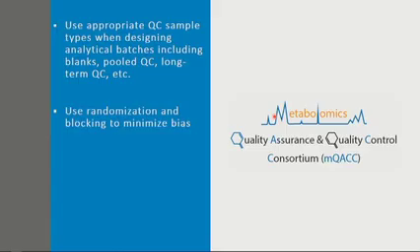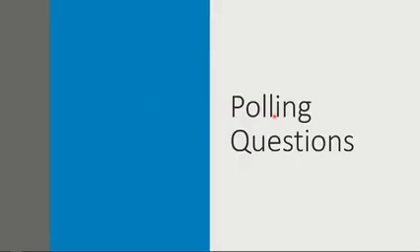So just to sum up some of the high points here, again, use appropriate QC sample types when you're designing your analytical batches, including blanks, pooled QCs, long-term QCs, etc. Use randomization and blocking to minimize bias. And those are the two main takeaways from our recommendations. Moving now into the polling questions.